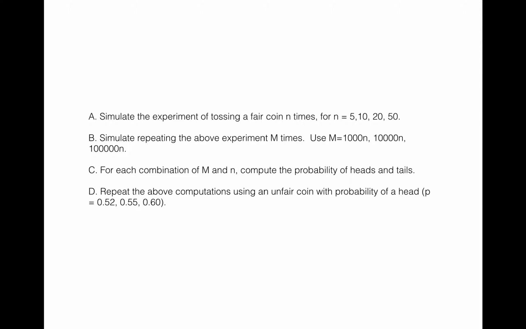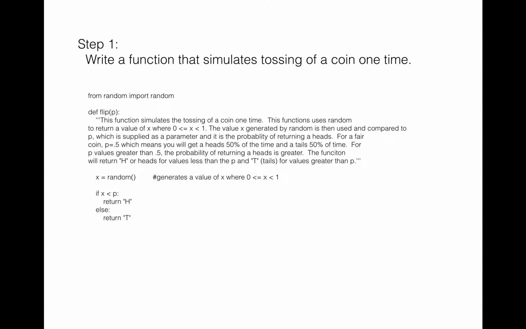So my first step was to write a function that simulated tossing of a coin one time. And to do that, I used the random module. What the random module does is randomly generate a number x between 0 and 1, and it does not include 1. It's 0 is less than or equal to x, which is less than 1.